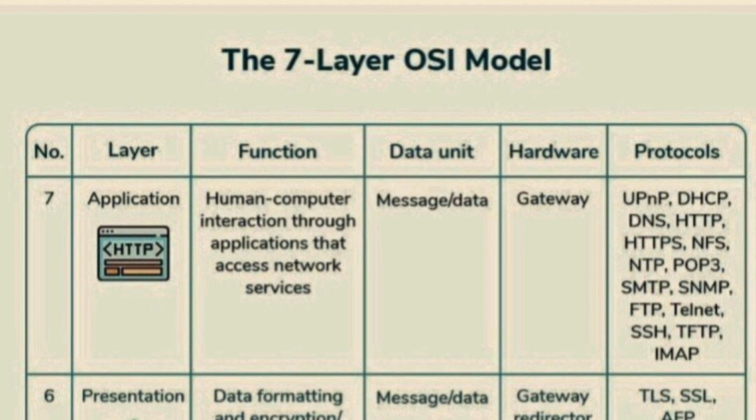That's why we need seven layers. The name tells us it is the seven layer Open System Interconnection model. OSI full form is Open System Interconnection model.